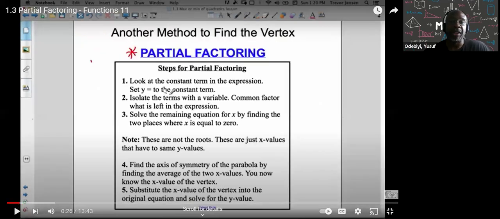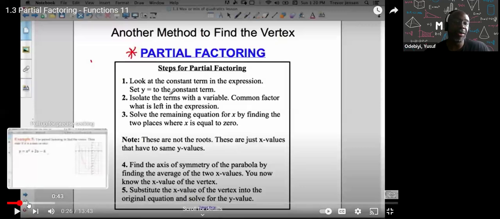Steps for partial factoring. Look at the constant term in the expression. Set y equal to the constant term. Isolate the terms of the variable. Common factor out the left side. What is left in the expression? Solve the remaining equation for x by finding the two places where y is equal to the constant. Okay, so we can read through this, but you've got to actually just do it. So let's just get into doing it.